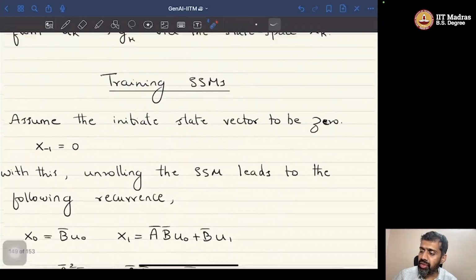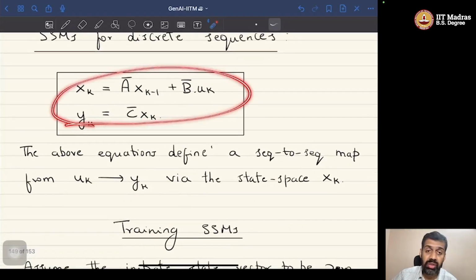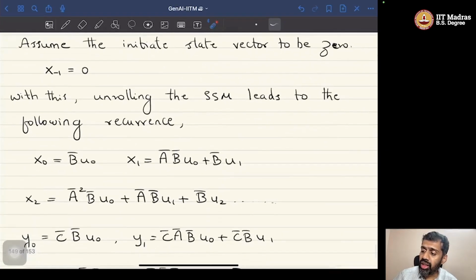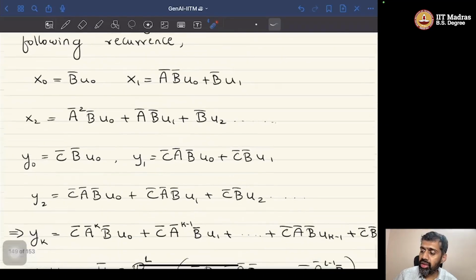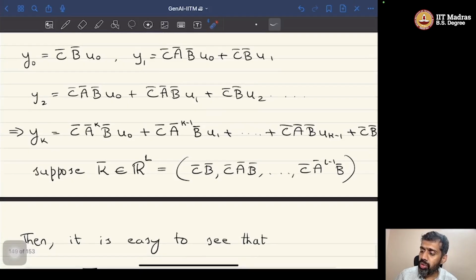We started with the definition of the state space models, which was given by these equations. Then we unrolled the equations and we obtained a recurrence, and we showed that that recurrence after unrolling can be written in terms of convolution between the input sequence u and a fixed kernel k bar, right? So whose expression is given by this particular equation.